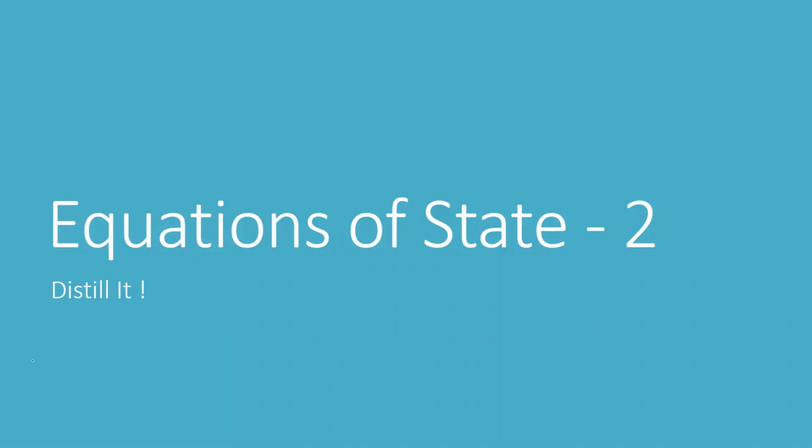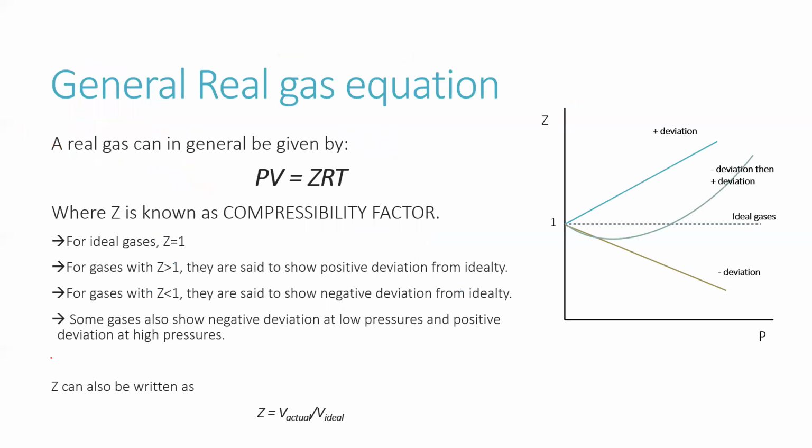Now we move to the next part of equation of state. All right, so in the previous class we discussed the van der Waals equation of state. Now we will be discussing further. So when we talk about a real gas in general, so far we've been dealing with ideal gas. From the previous class we discussed the real gas equation, that was van der Waals. If we talk about a general real gas, the equation that would be used is PV is equal to ZRT, where Z is known as the compressibility factor.